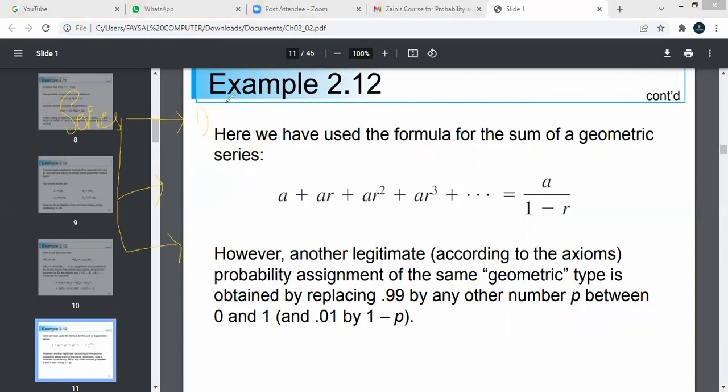Not quite sure, sir. First is arithmetic series. Second is geometric series. And third is harmonic series. These are basically sequences. Okay, so please remember it.